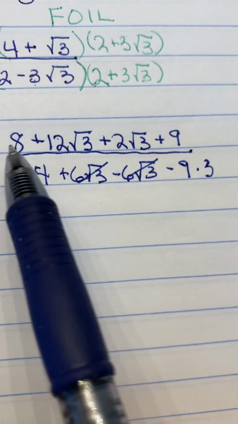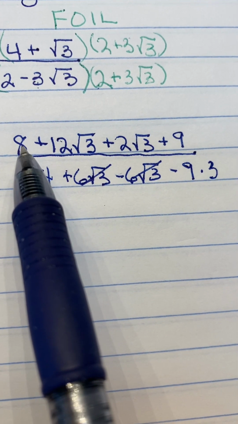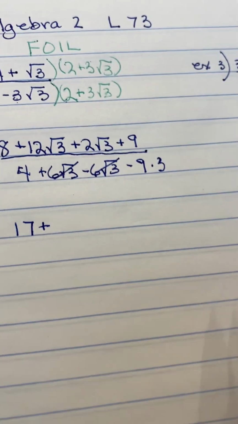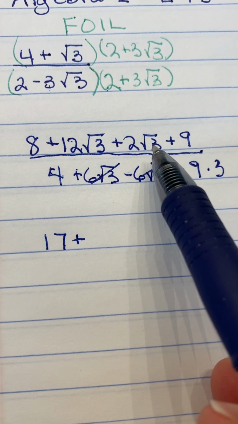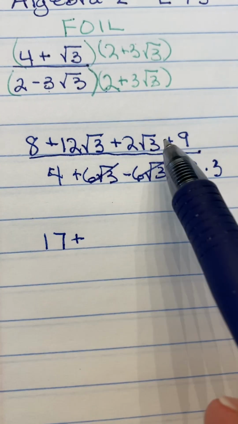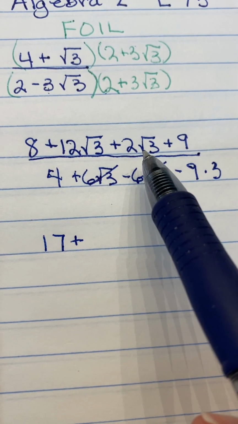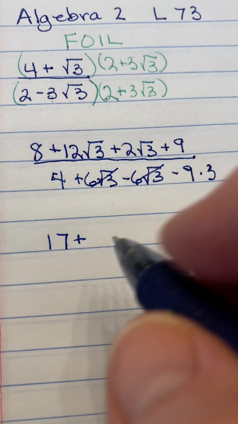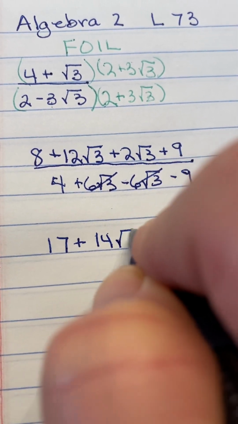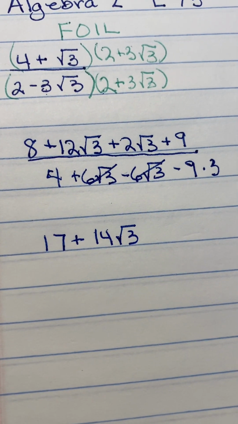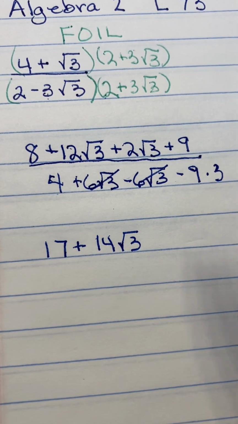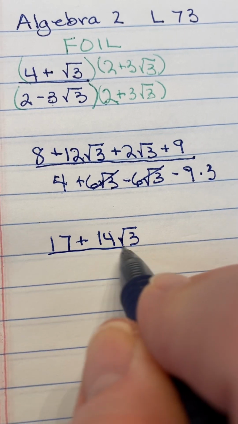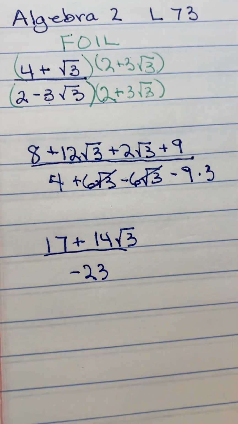All right, let's go up in the numerator and simplify this. Our whole numbers, 8 plus 9, that would be 17. We have 12 square roots of 3 plus 2 square roots of 3. Again, if you think of this as something like an x, we'd have 12x plus 2x, which would be 14x. Those are like terms. So 14 root 3. Then in the denominator, we have 4 minus 27. I think that's a negative 23. I hope I've got that right.